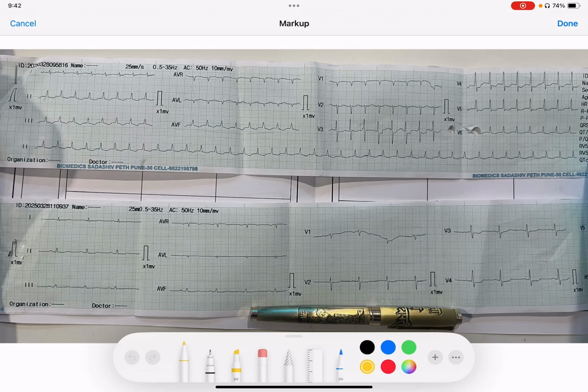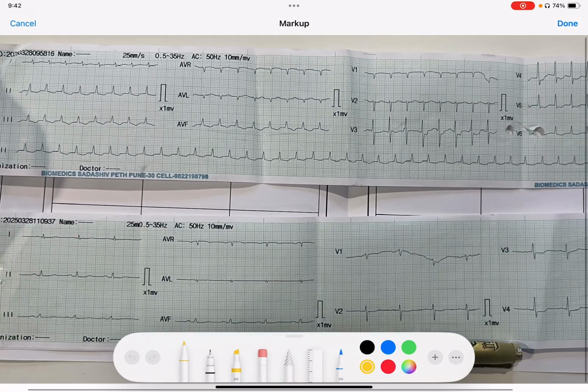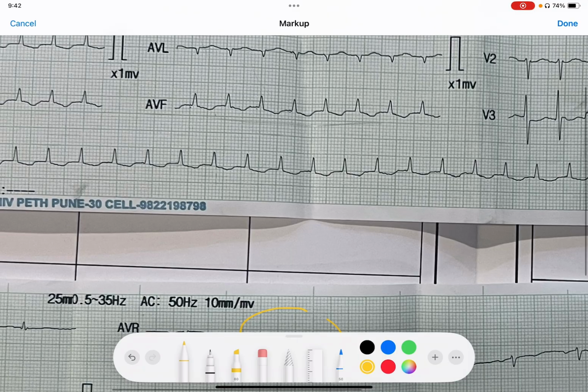So today we'll be discussing a very interesting ECG. You can simply pause the ECG and try to find out the problem. What we can see here is very clear-cut: there is tachycardia. Here the heart rate is less and here the heart rate is more. It's very simple to calculate heart rate.